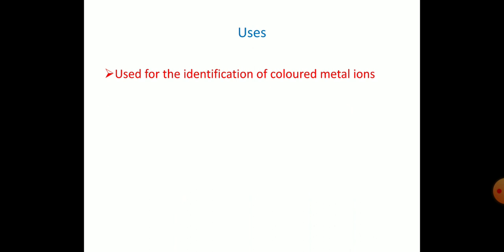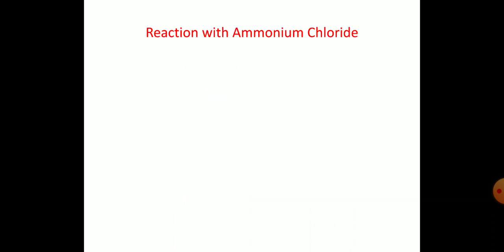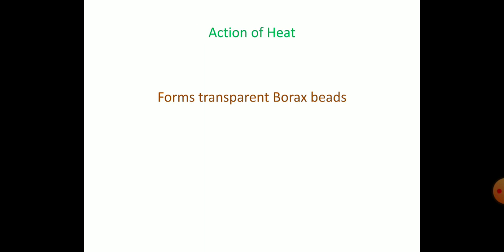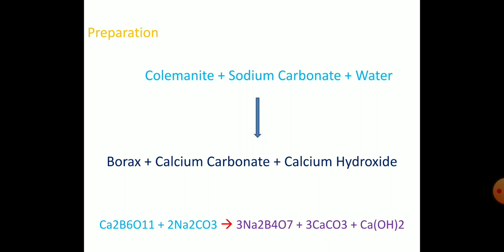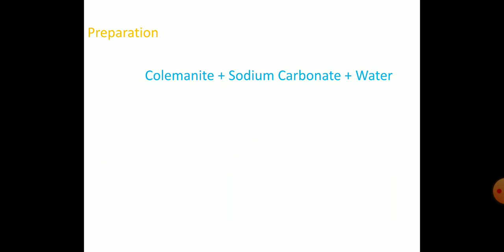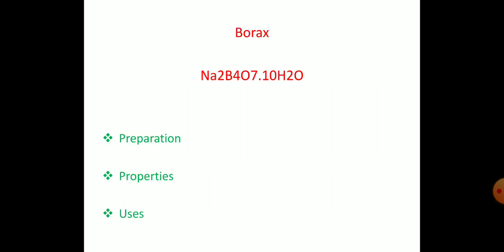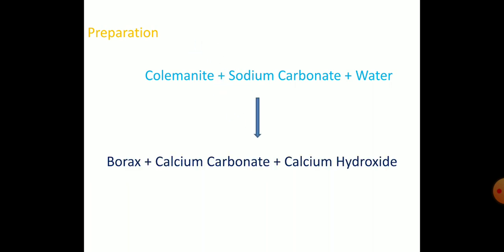Okay, so today in this video, what are the things we have seen? The first one we have seen is about borax. What is the formula of borax? Na2B4O7 is the formula of borax. We have seen about the preparation, properties and uses. Preparation: it can be prepared from colemanite. When colemanite is allowed to react with sodium carbonate, we get borax.